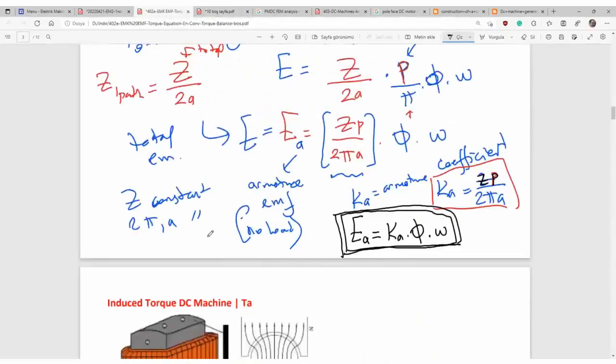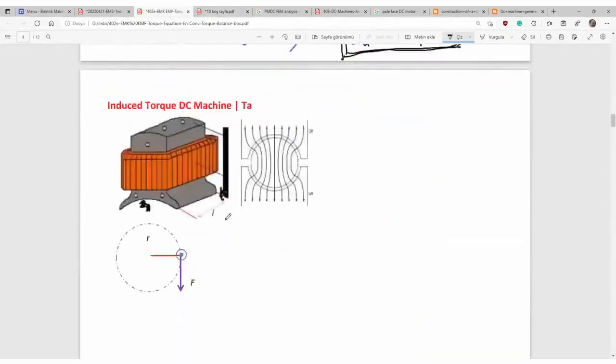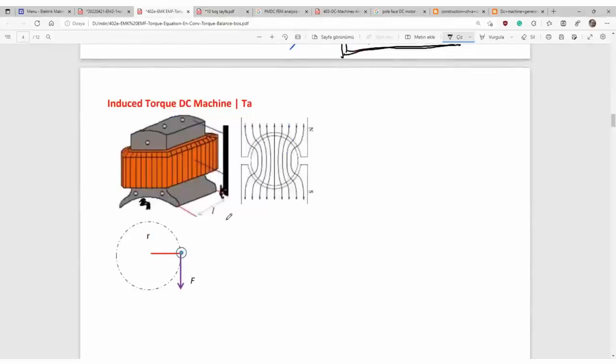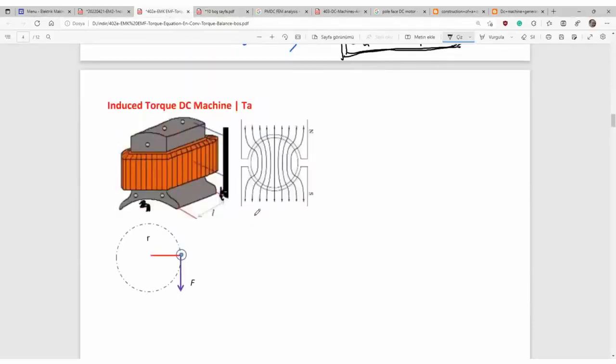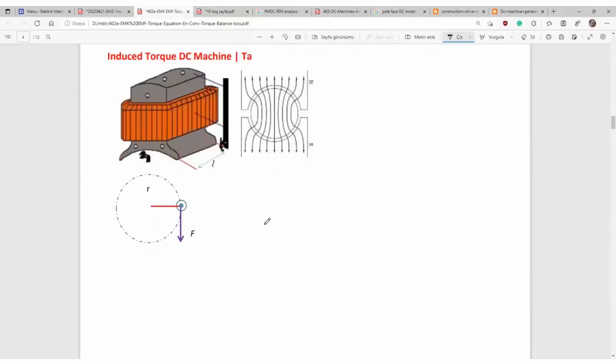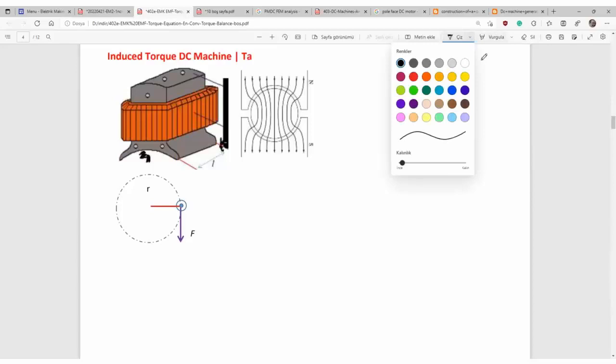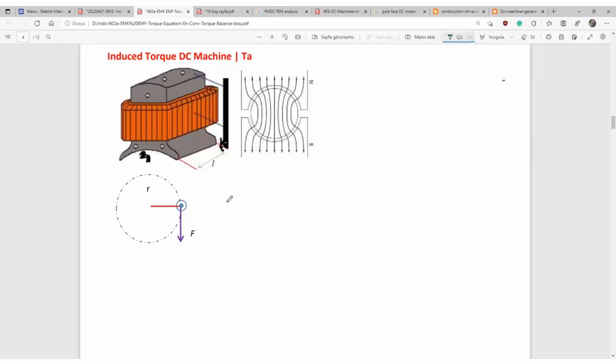Let's continue on torque equation, but we have limited time, I know, but it takes not too much time. Torque equation is a little bit easier. There are two different approaches to have torque equation. First of all, let me use the first long explanation approach. Now, assume that here's a conductor carrying some current, let's say into the screen.